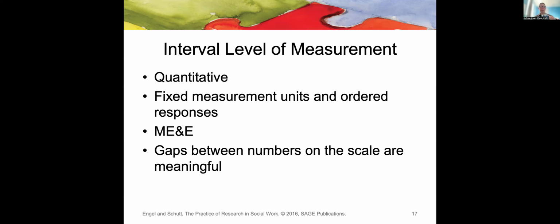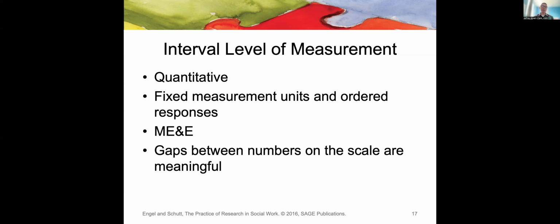Then we have the interval level of measurement. Again, quantitative. Here you've got fixed measurement units and an order of responses. At the same time, the gaps between the numbers on the scale are meaningful. How do you measure the difference between very satisfied and satisfied? I don't know. It's a four versus a five. But what if somebody feels a little bit more towards very satisfied? So the gap between the numbers on an ordinal scale is not very meaningful, whereas with an interval, it is. So you've often got a much wider range of numbers that you can use.